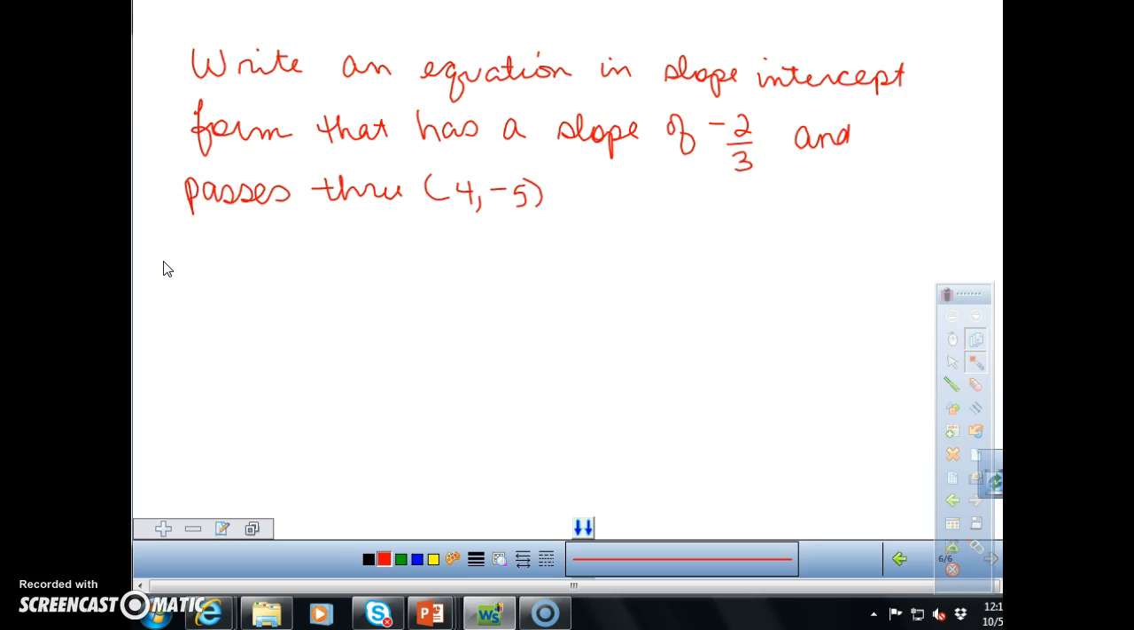So writing the equation in slope intercept form, we're going to start with point slope because they gave us a point and they gave us a slope. So y minus y1 equals m times x minus x1. Here's my point that I'm going to use. Here's my slope. So go ahead and substitute the values in.